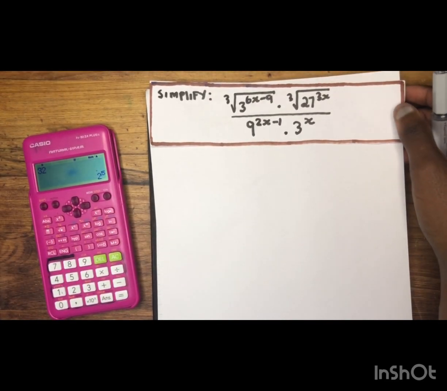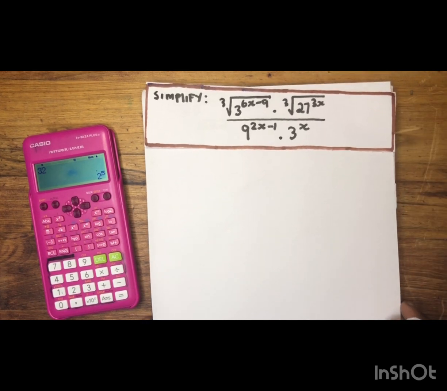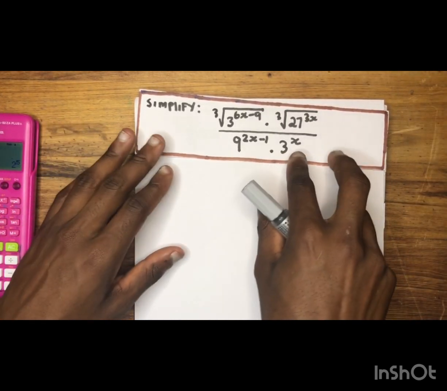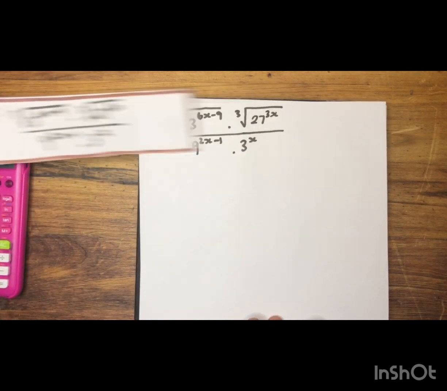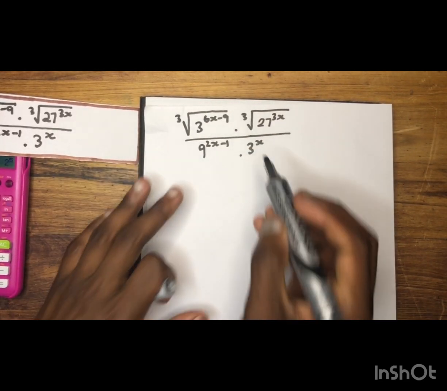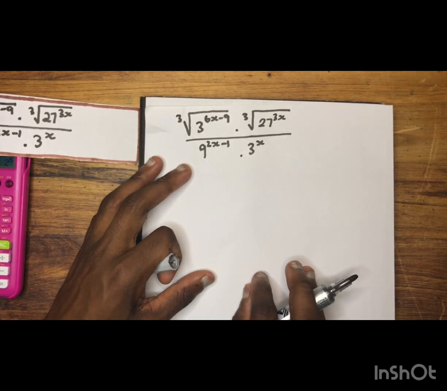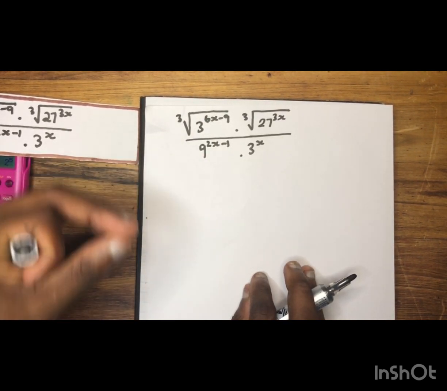So we're given this question. So we are simplifying again. Simplify cube root 3 to the power 6x minus 9 times cube root 27 to the power 3x, all over 9 to the power 2x minus 1 times 3 to the power x. So guys, it's simple. Remember your laws. There are many ways to do this question, but I will take the easiest one.